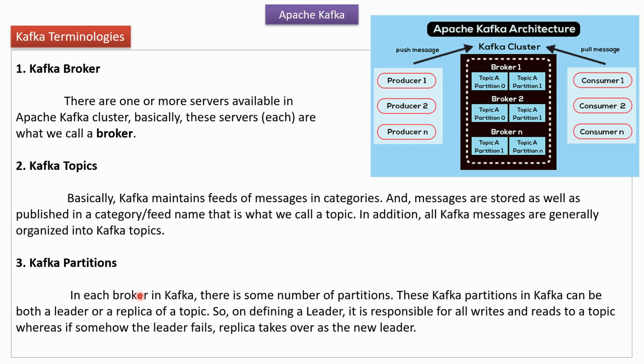Kafka partitions. In each Kafka broker, there are some number of partitions. These partitions in Kafka can be either the leader of a topic or a replica of a topic. The leader is responsible for all writes and reads to a topic, and if the leader fails, a replica takes over as the new leader.